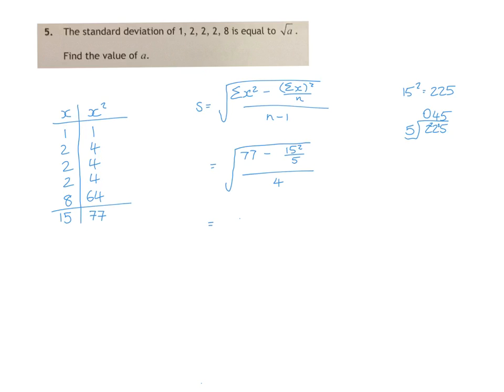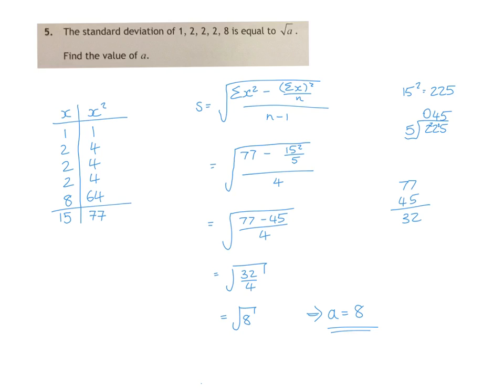So we've got 77 minus 45 over 4 all square rooted. So we've got our 77 minus 45, which gives us 32. So we have the square root of 32 over 4, which is the square root of 8. So therefore, a equals 8. And for this question, your marks would be for getting your sums of your x and your x squared, for substituting correctly here, and then for your answer of a equals 8 there.